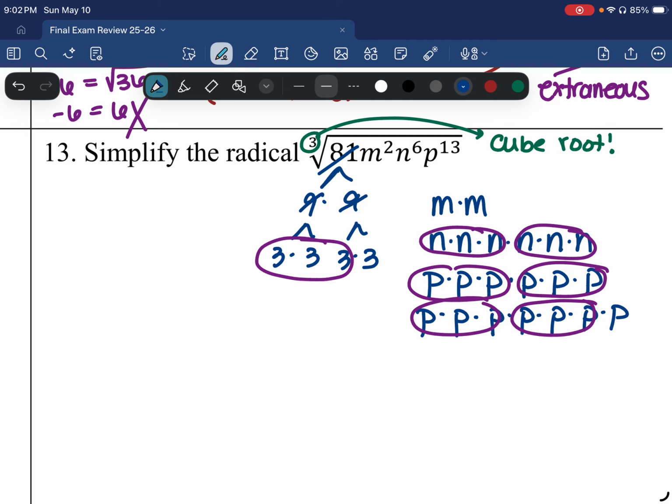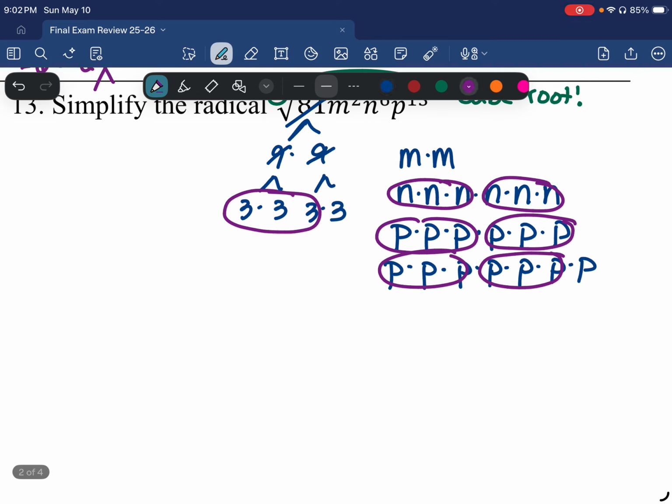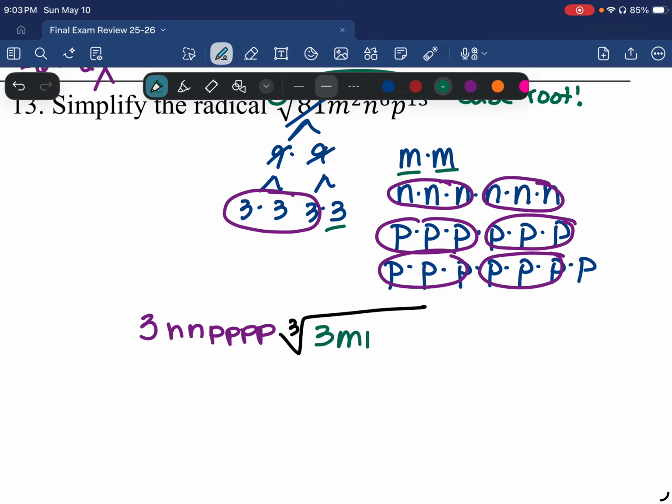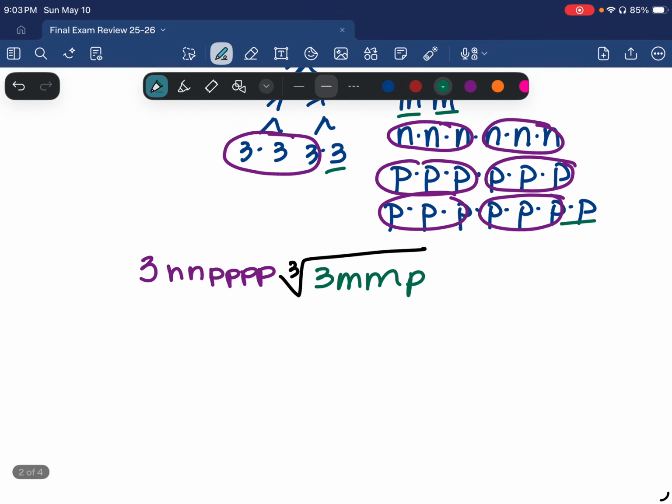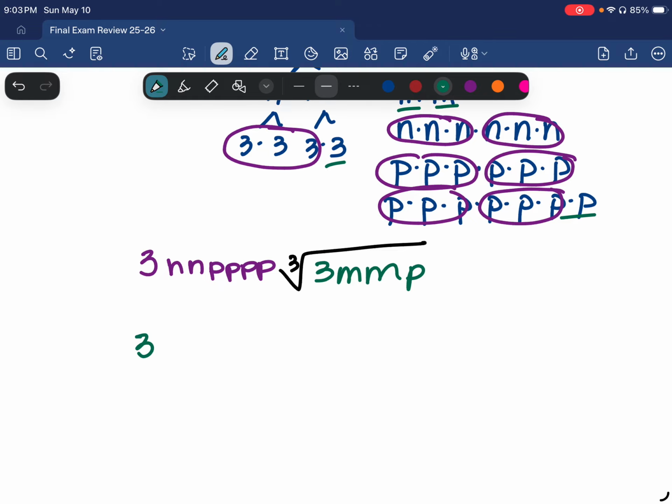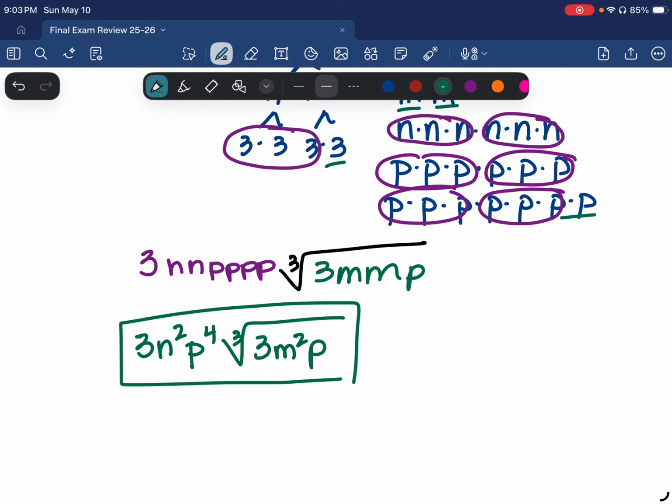So same idea, groups on the outside, singles on the inside. So we have 1 group of 3's, we have 2 groups of n's, and we have 4 groups of p's all multiplied together. Then that is multiplied to the cube root of all of our singles. So 3, 2 m's, and a p. And now we simplify. 3, n times n makes n squared. 4 p's multiplied together is p to the 4th. And then the cube root of 3m squared p. There's our simplified radical.